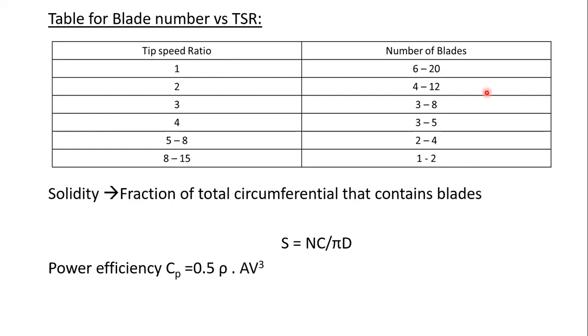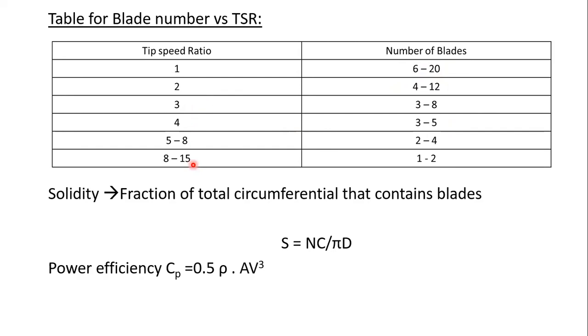6 to 20. And for a tip speed ratio of 2, they need 4 to 12. So if you see the tip speed ratio increasing, we are decreasing the number of blades. From 6 to 20, they are decreased to 4 to 12. Again, if the tip speed ratio is 3, the number of blades required is 3 to 8. And for 4, it is 3 to 5.